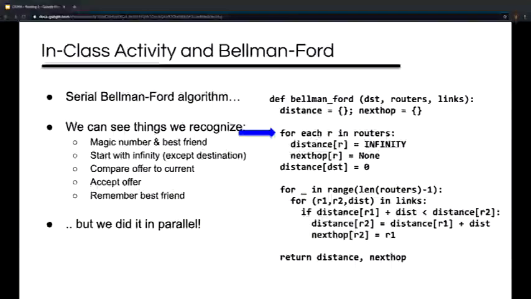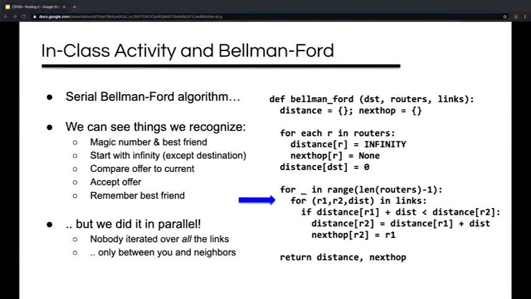But we were doing this in parallel. Nobody iterated over all of the links. No one person iterated over all of the links when we were doing this experiment. You only ever iterated over the links that were directly attached to you, your immediate neighbors. Together, all the links got iterated over, but no one person did it, as in the serial version of this algorithm.